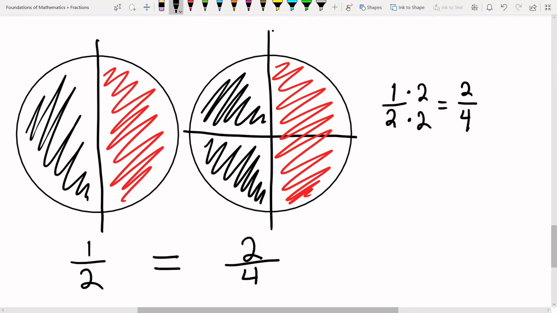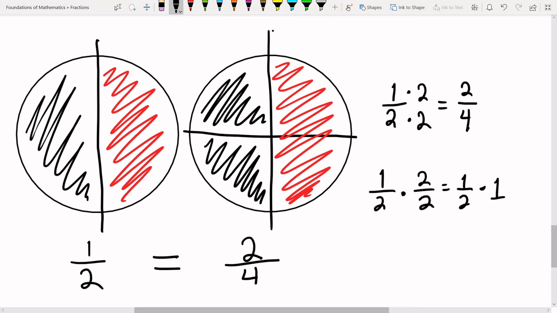Now, why does this prove they're equal? Well, because if we take 1/2 and multiply it by 2/2, which is the same thing that we're doing there, 2/2, 2 divided by 2 is 1, right? This is the same thing as 1/2 times 1. And we know whenever we multiply by 1, we never change the number. It's called the multiplicative identity. It always keeps the same number, right?